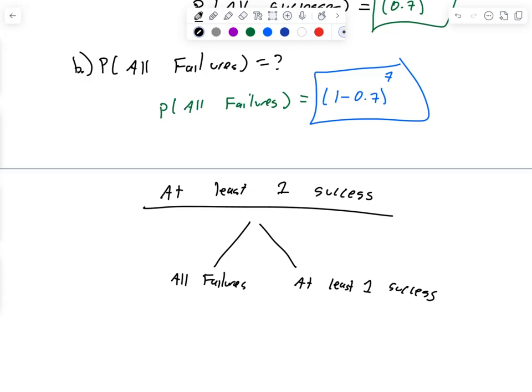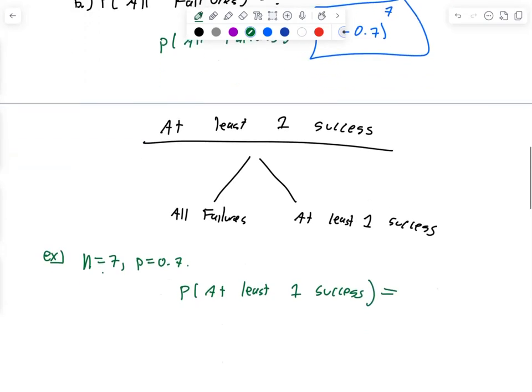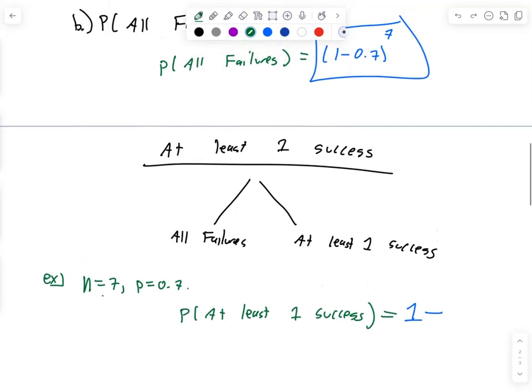So if the question says, once again, here's the example: N was 7, P was 0.7, and I said, what is the probability of at least one success? The answer is 1 minus all failures. And what's the probability of all failures? 1 minus 0.7 to the 7th, whatever you got as your previous answer.